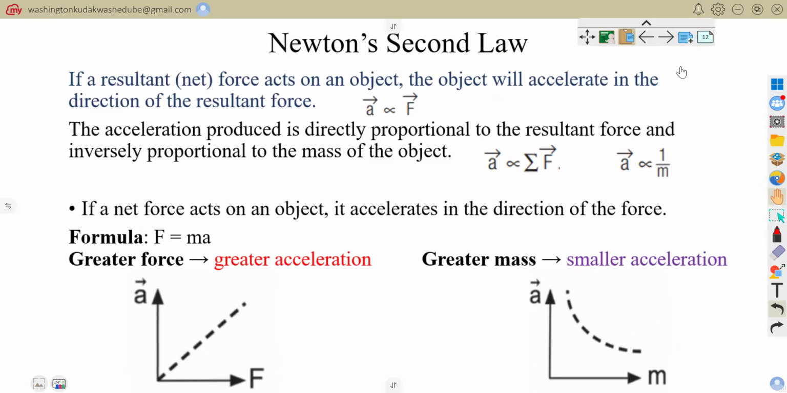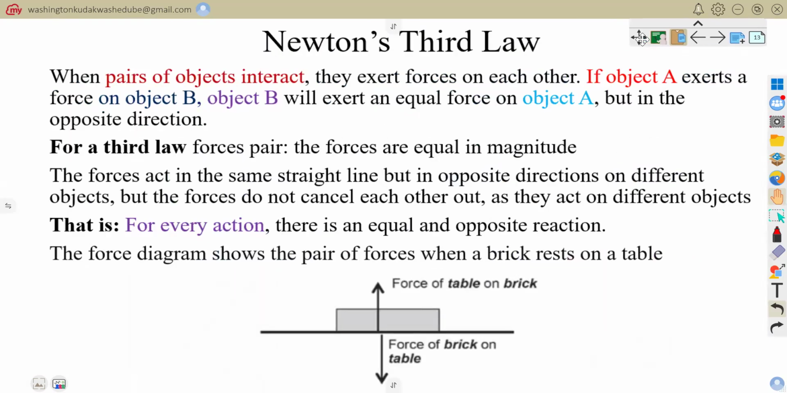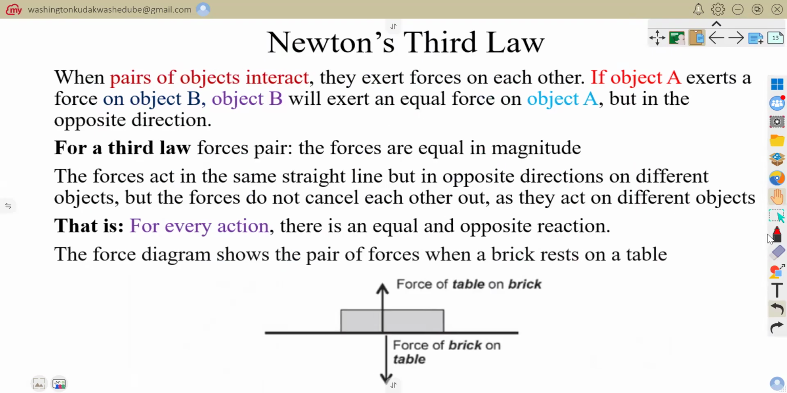So allow me to go to the next law, which is Newton's third law. Now, in Newton's third law, I would want you to know this. When we are defining Newton's third law, we will always have pairs of objects that are in interaction. So we assume that we have two objects, body A and body B, and these two objects have to be in interaction.